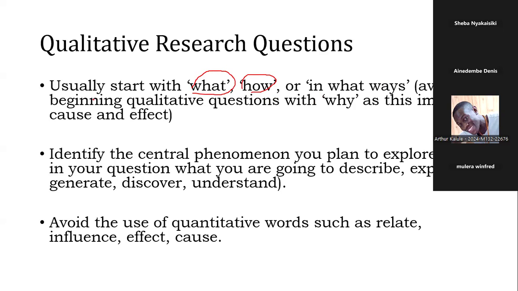Very different from the quantitative, which looks at cause and effect, relationships. Now, with the qualitative research question, there is a central phenomenon that we are trying to explore. So, for example, the one I gave you was the motivation to use online tools. Motivation, that is the central phenomenon, something that we're going out to explore, to discover, to understand.